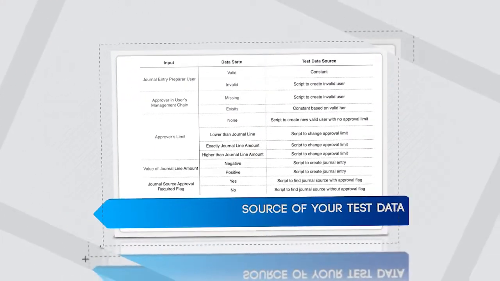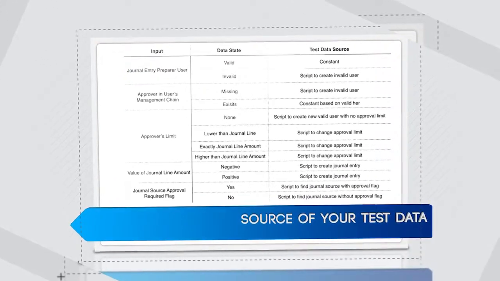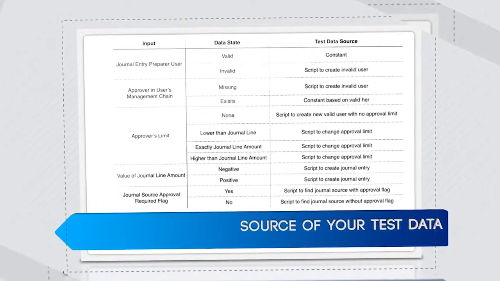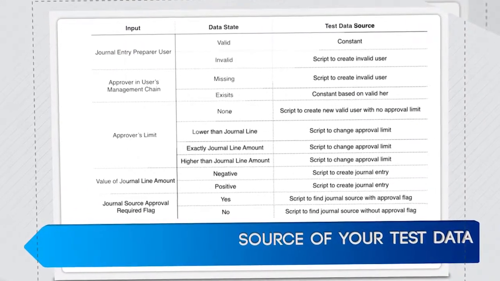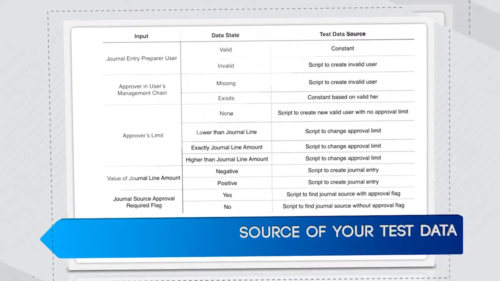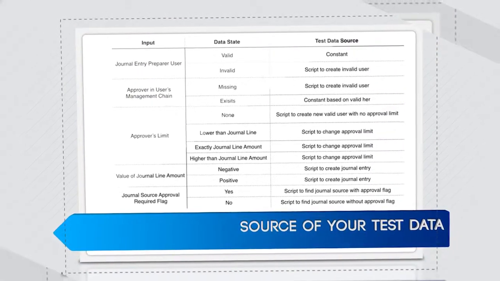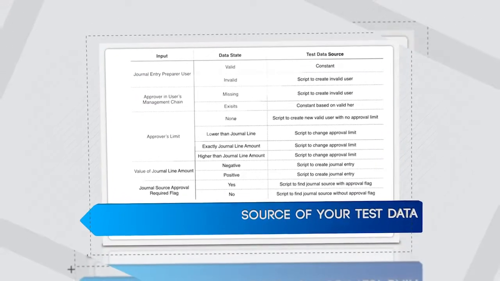So here's an example of our test data and what I would come up with. I have the input, the data state, and then where am I going to get this information from? Am I going to create a script that's going to do it, or am I going to hard code it? I went through each one and said, okay, I'm going to have scripts for these and constants for these.